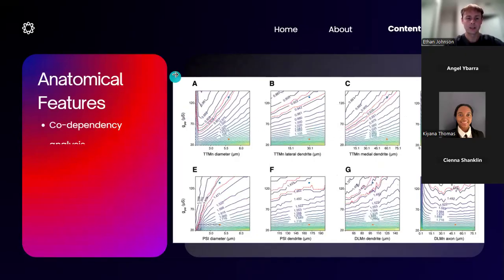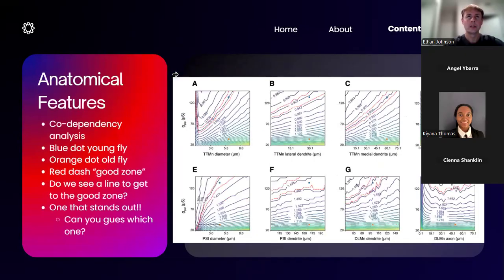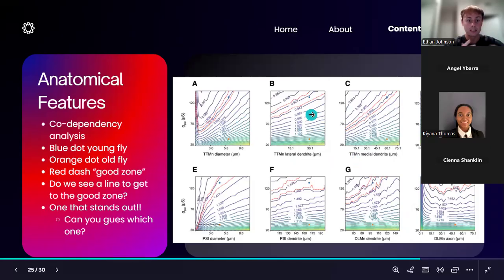So then they asked themselves, okay, well, if we were looking at the physiology, the sodium and the potassium, what if we looked at anatomical features? So some of the things that they looked at were the diameter of the motor neuron or the lateral dendrite or the medial dendrite or the axon. So they're looking at different anatomical features now.